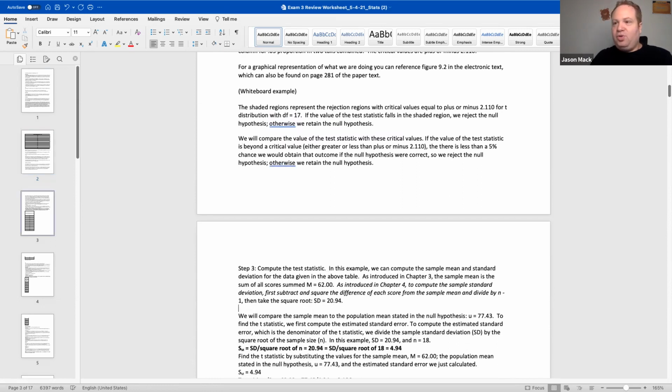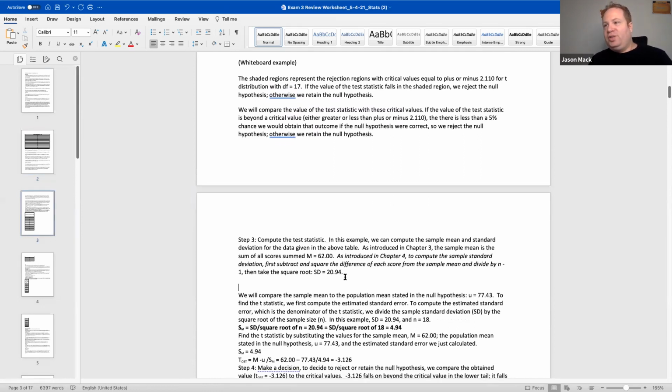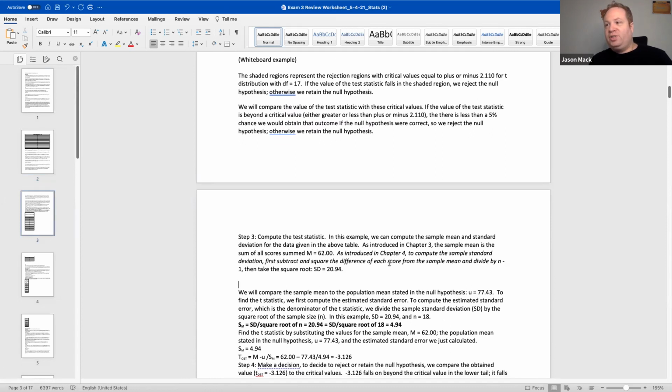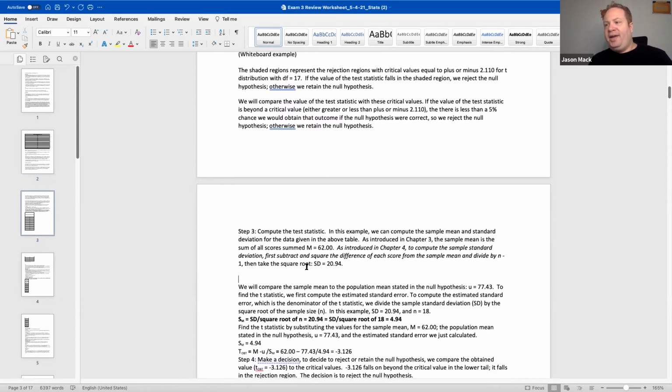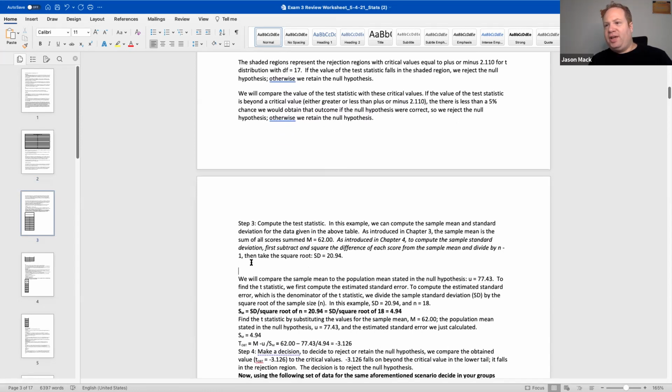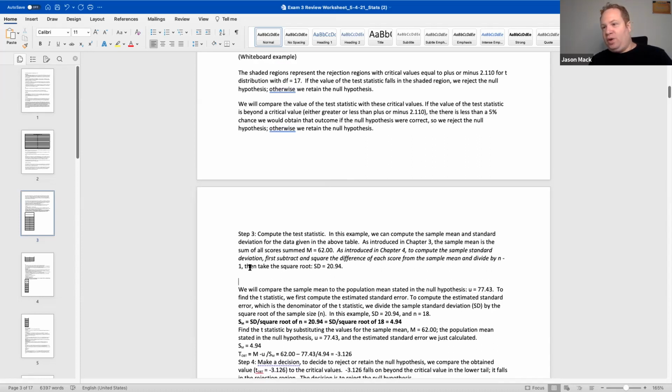So next we're going to compute the test statistic. In this example, we compute the sample mean and the standard deviation for the data in the above table. The sum of all scores divided by n is your mean, which is 62. And as we talked about in the past, to compute the standard deviation, first subtract and square the difference of each score from the sample mean, and then divide by n-1, and then take the square root.